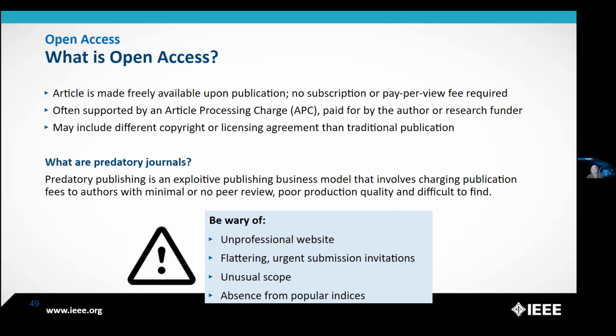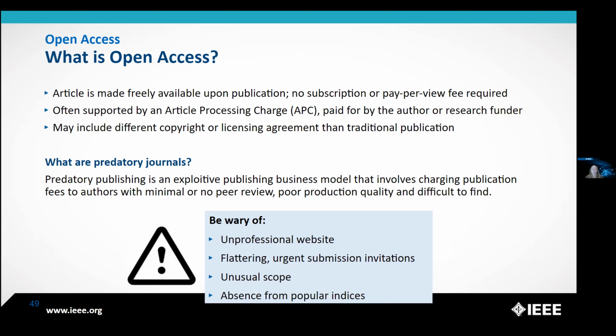This is in contrast to what's known as a traditional publication, in which to get the article, like on IEEE Xplore, you have to be part of an institutional subscription like you are at the University of Michigan, or you have to pay a fee to download the article. But open access articles are made freely available, for example, on IEEE Xplore for IEEE content. And this is done through an article processing charge, or APC, which is paid for by the author or the research funder. Open access articles may include different copyright or licensing agreements than the traditional publication.